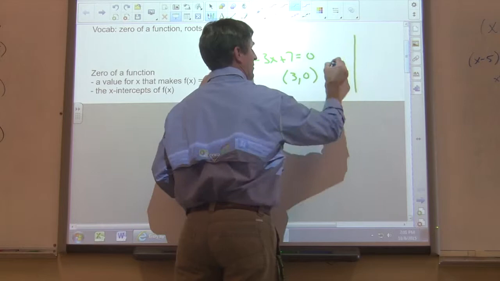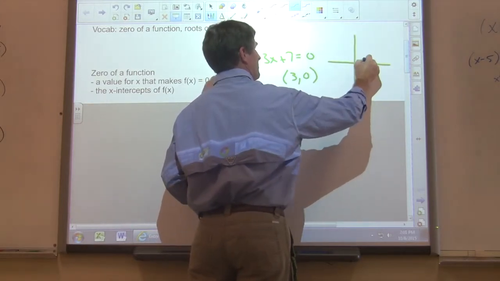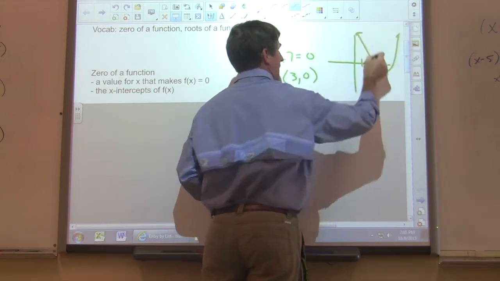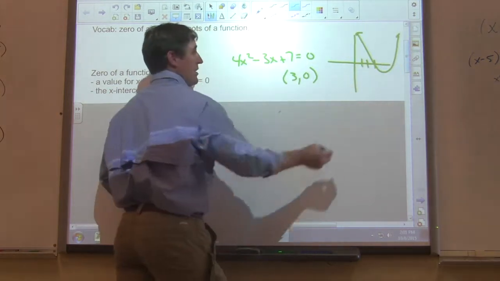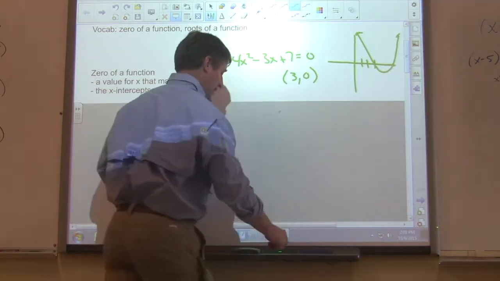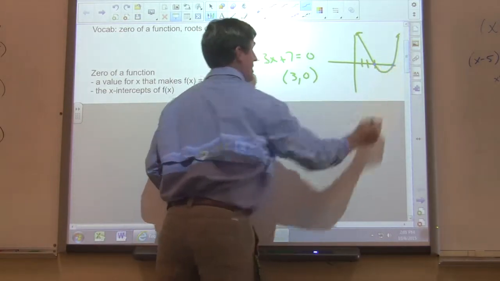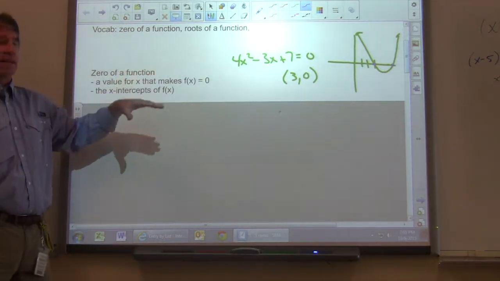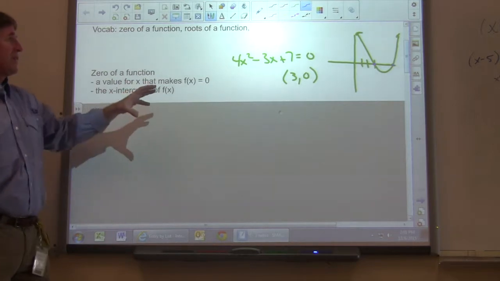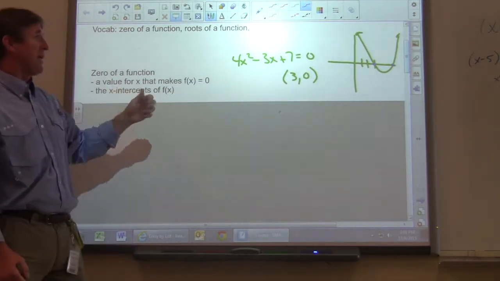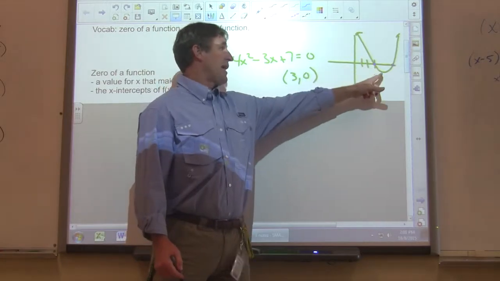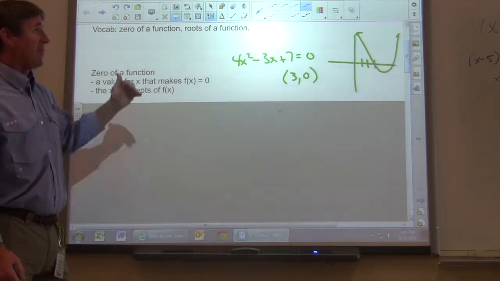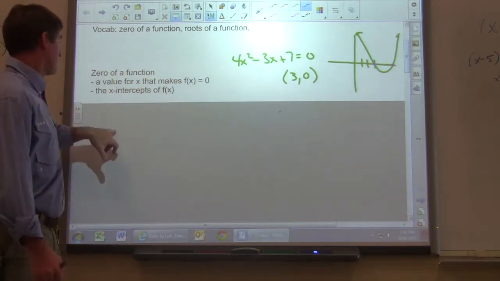That would mean that when I go to my graph, that graph is going to cross at 3, 0. And it's going to cross 0 at another point out here. And so those are also the x-intercepts of the function, where it crosses the x-axis. So all we need to understand here is that the zeros simply mean the values of x that make y equal to 0, or the function equal to 0, and they're also the x-intercepts of the graph.